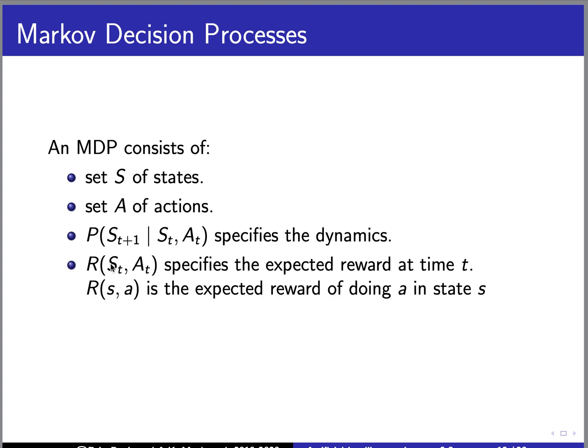And we're going to have the reward as a function of S at t and A at t, which gives the expected reward at time t. So we're going to do big R of a particular state and a particular action as the expected reward of doing action A in state S. So we're going to have rewards as a function of the state and the action. And we're also going to have a discount factor. So we're going to assume a discounted model here.